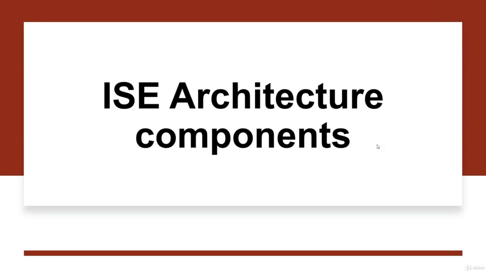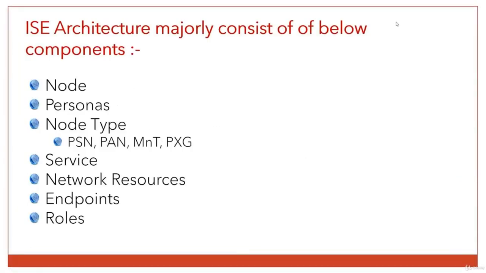Next topic we have to understand is ISE architecture and various components. So let's understand. Basically in ISE you'll find that we have four major components. We have PSN, that is nothing but the policy service node. We have the administration node, that is PAN. We have MNT, that is monitoring. And then we have the policy exchange grid, or pxGrid.